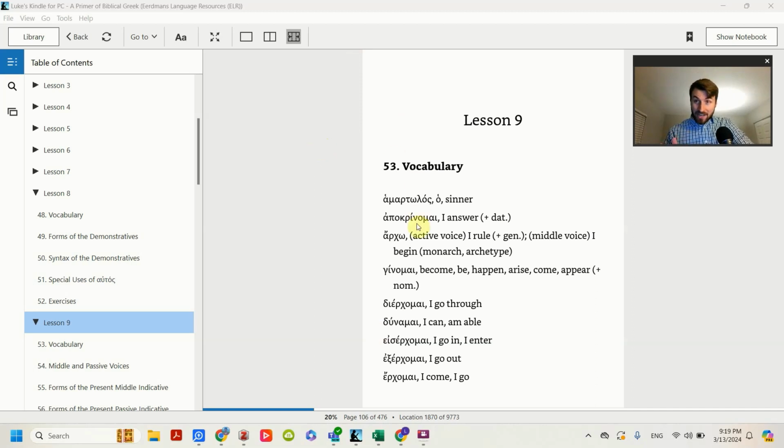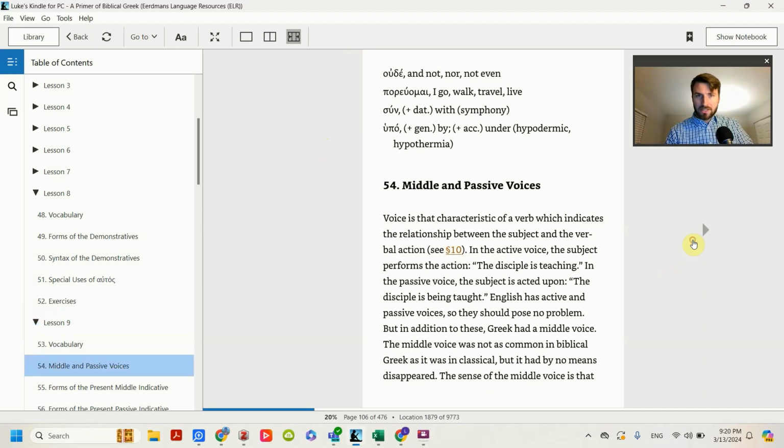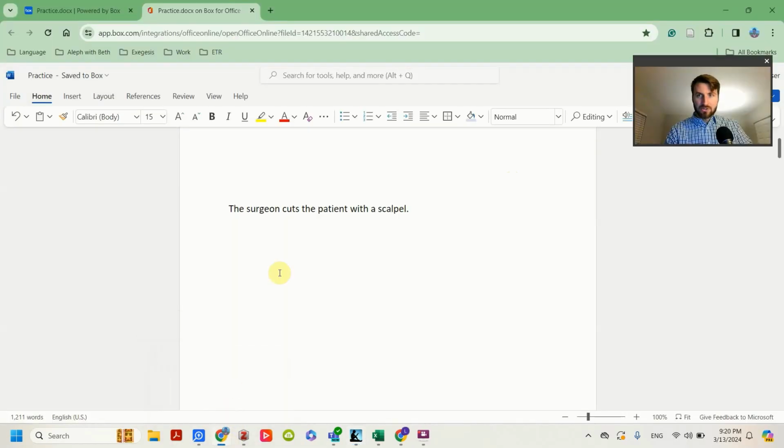And in Lesson 9, we are now going to add some information on verbs. So we talked a lot about different nouns and pronouns and adjectives, and now we're going to add some information here on verbs. What we're going to learn about is the middle and passive voices. The middle and passive voice have to do with how the subject relates to the verb.